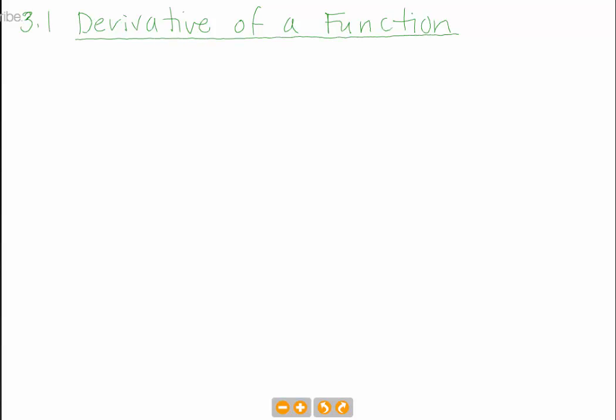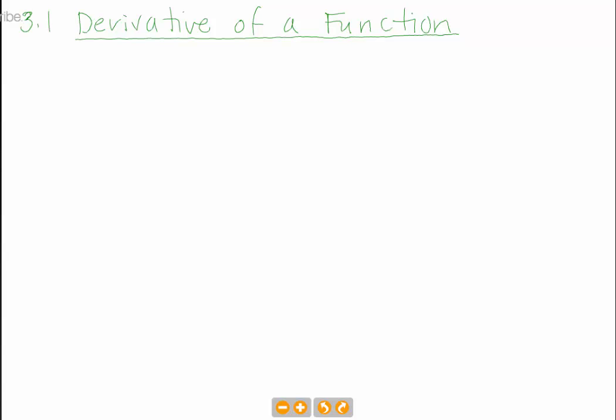This is section 3.1 on the derivative of a function. This is a key concept in calculus, and is in fact one of the reasons why calculus was invented, so that we could actually find the slope of a curve at a particular point.